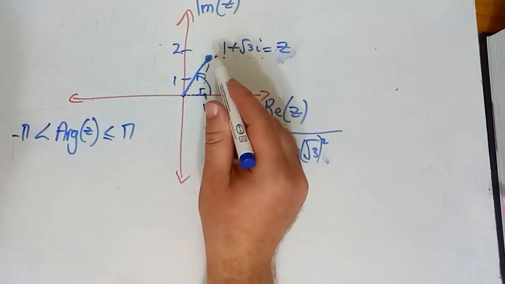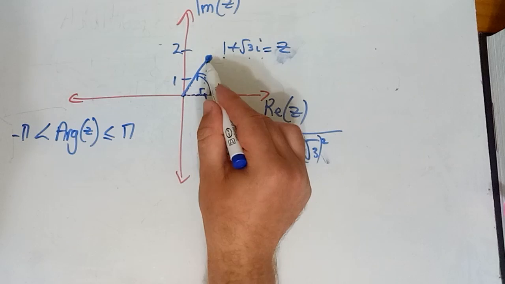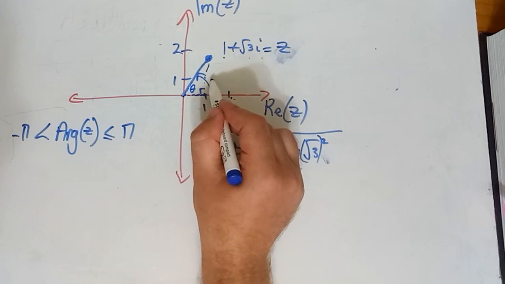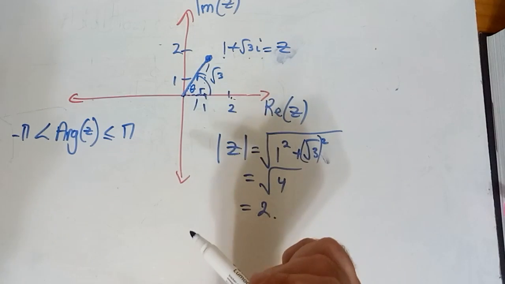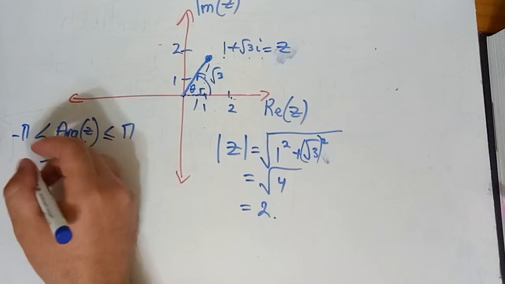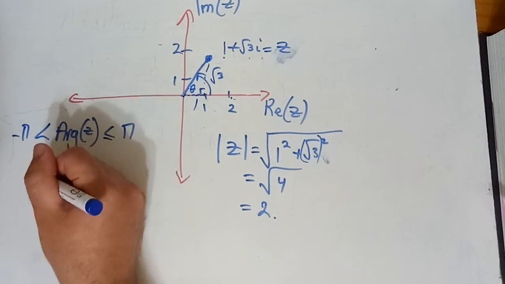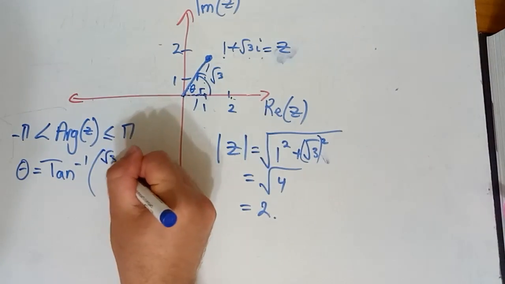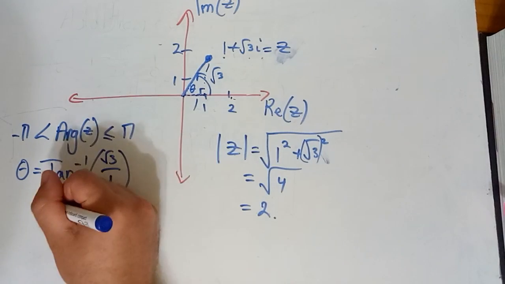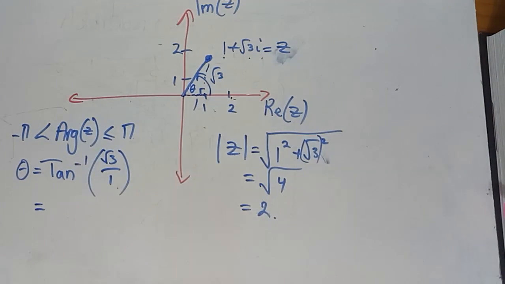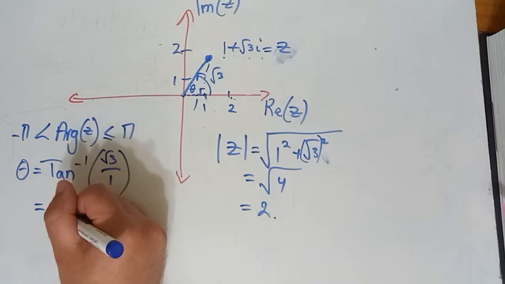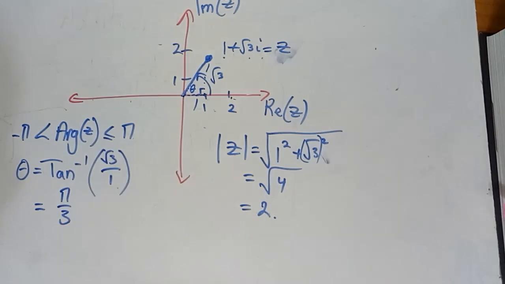So let's find the argument. To do that, again, it's just basic trigonometry. Here, we're trying to find this angle in here. We know that this distance is root 3, and we know this distance is 1. So we're using the inverse tan. Let's call it theta. Inverse tan of root 3 on 1. If you remember all your exact values, hopefully that should be pi on 3, I believe. Pi on 3 radians or 60 degrees, yeah.